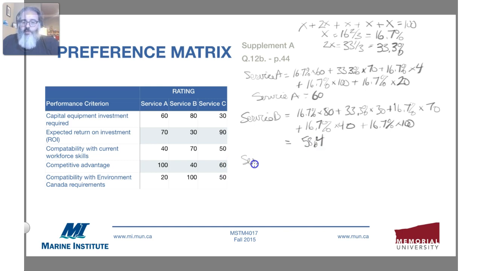And then service C, when we work it all out, is going to be 61.7. And this, of course, is the highest value, service C. So just jot these down here. So this one is 60, this one is 58.4, and this one is 61.7.